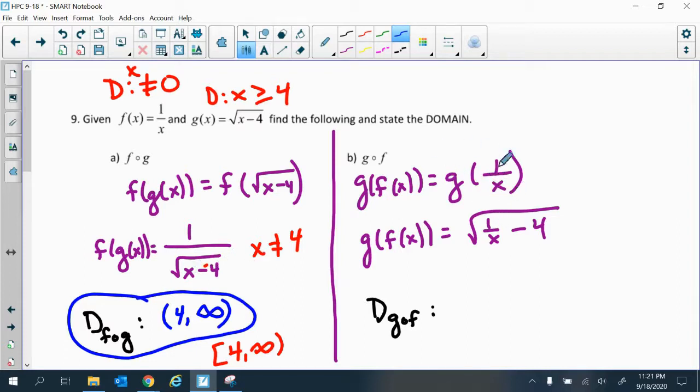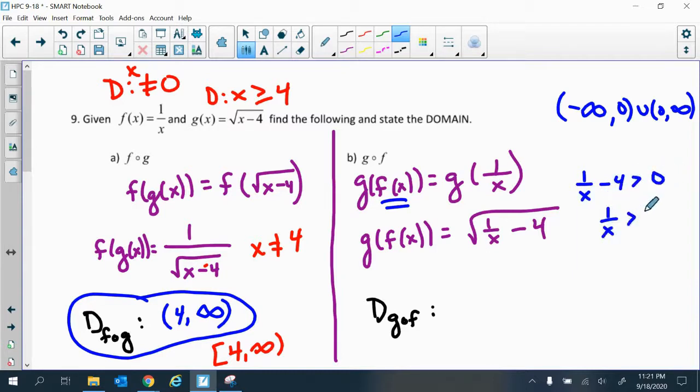In this case, I'm substituting 1 over x in where x was. The original domain of f, which is the inside function, was not equal to 0. So negative infinity to 0 union 0 to infinity was my original one. But now when I look at this, I also have another situation that's happening. The inside of this, I can't have 0 on the inside or anything less than 0. So 1 over x minus 4 must be greater than 0. So 1 over x is greater than 4.